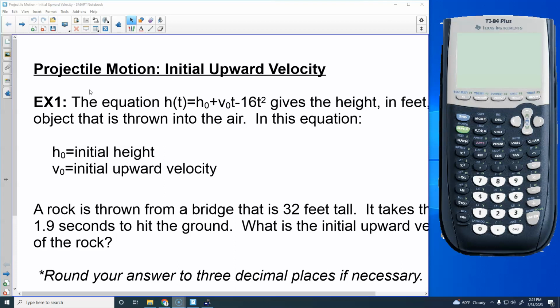Okay, here we go. Now, this is going to be the most difficult of the types of questions you're going to see for these problems. Because initial upward velocity is not easy to measure.